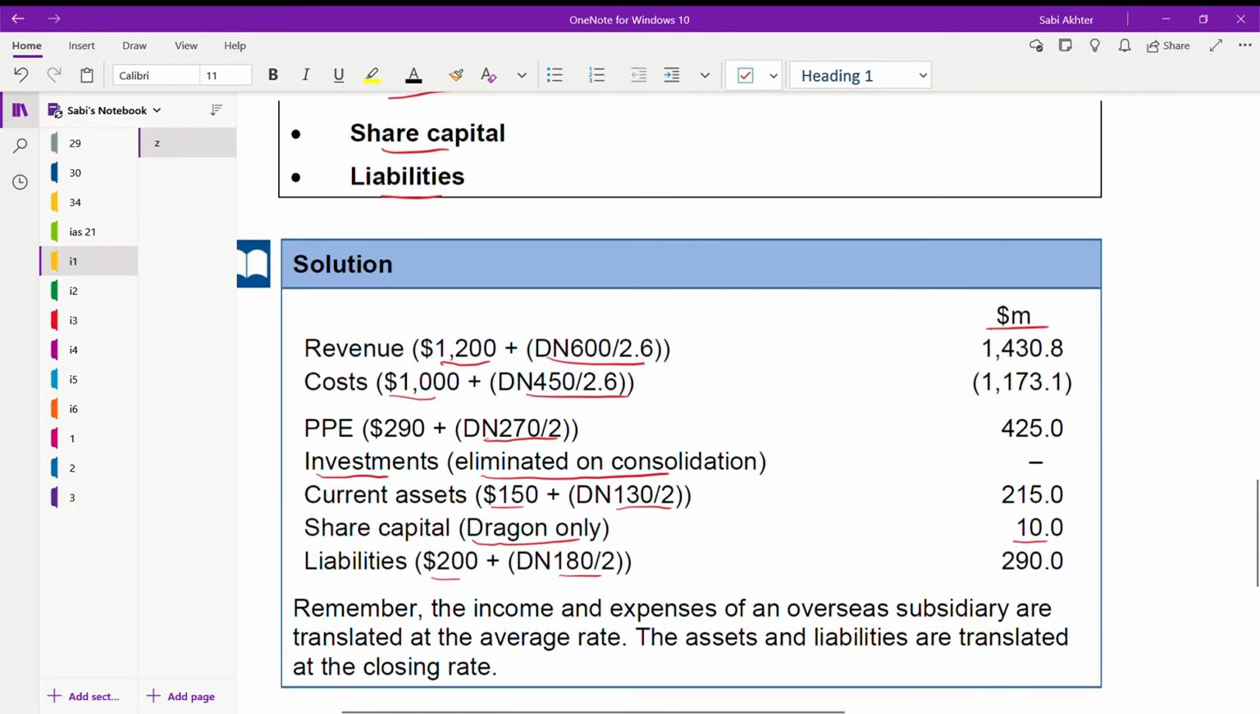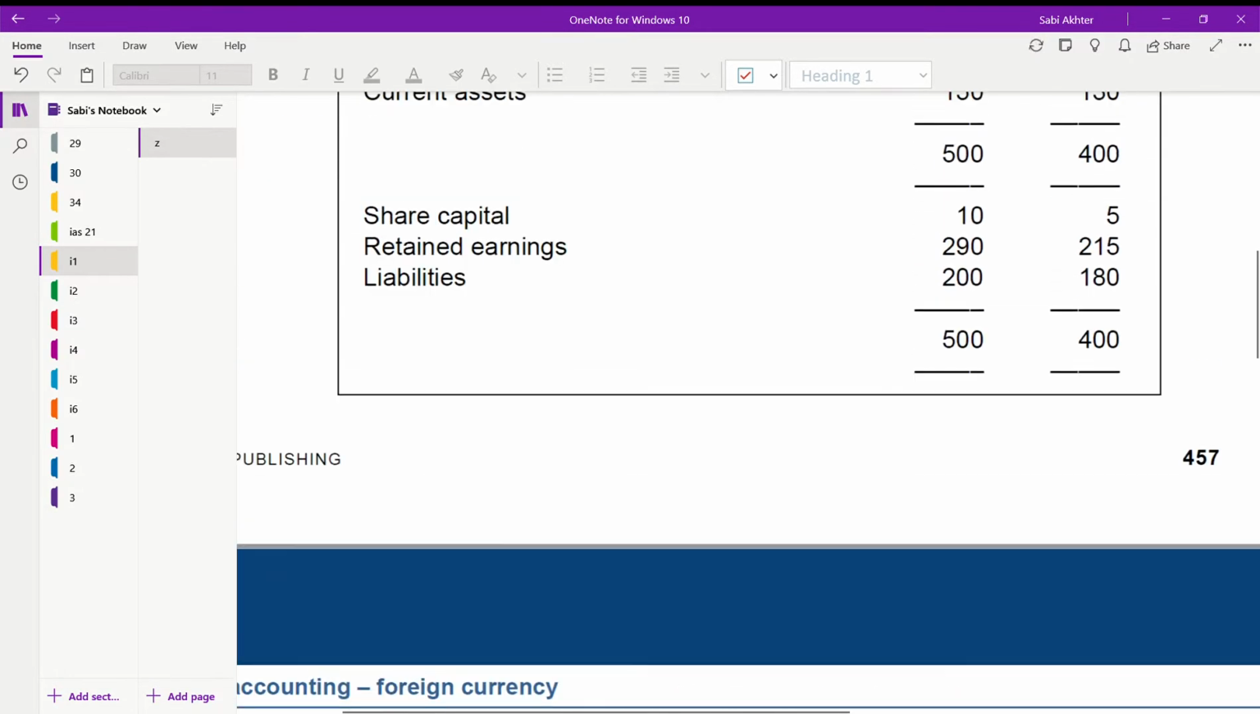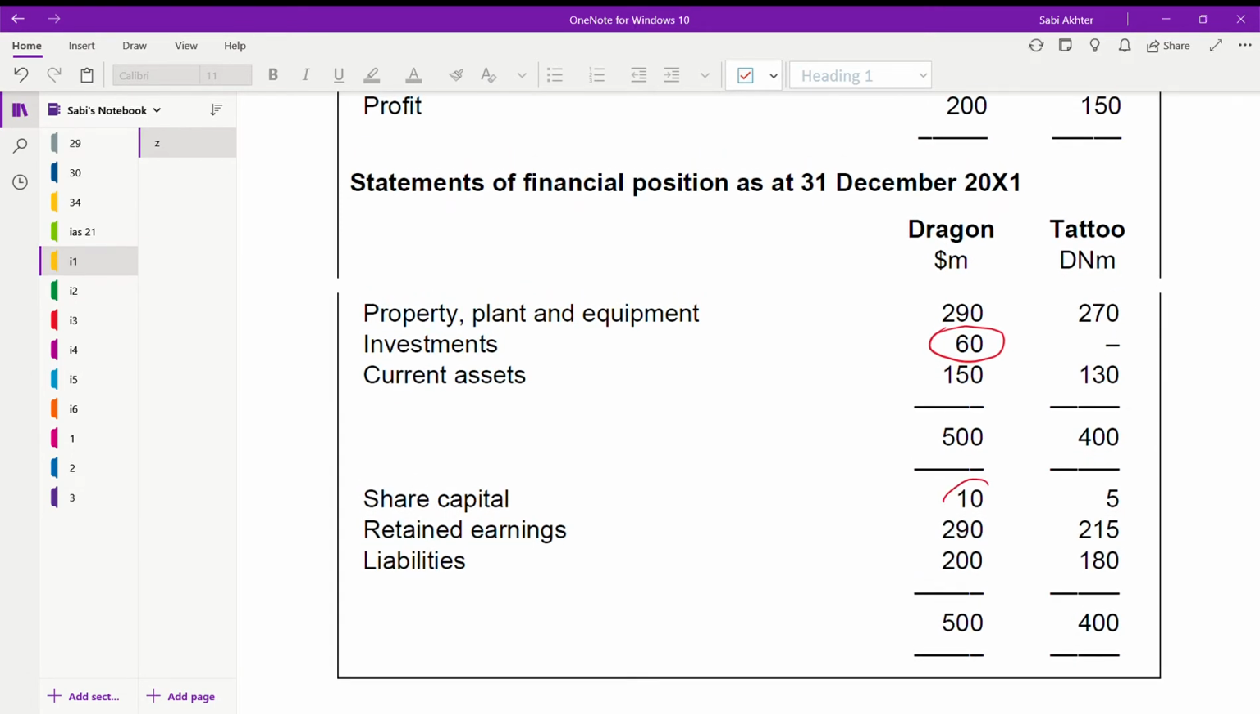If you see here, you see 2.6. And for all the statement of financial position items, PPE, this is closing rate 2. Current assets 2. Liabilities 2. But share capital is only the parent, 10. And investment is eliminated. So isn't it very simple, guys? You see, only 10. This is very, very simple.